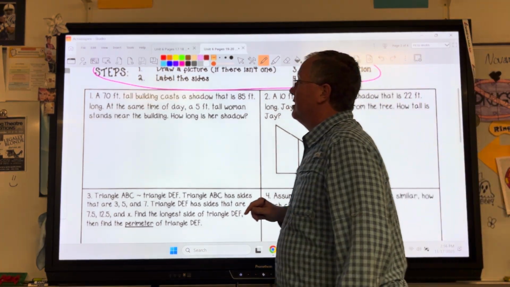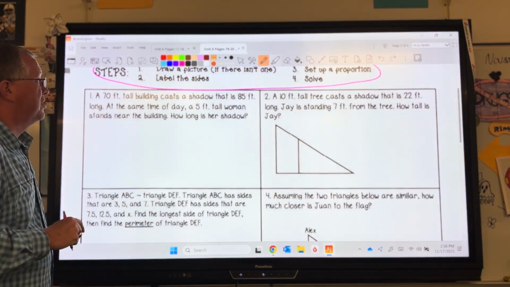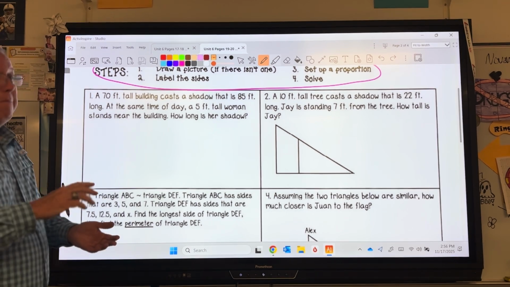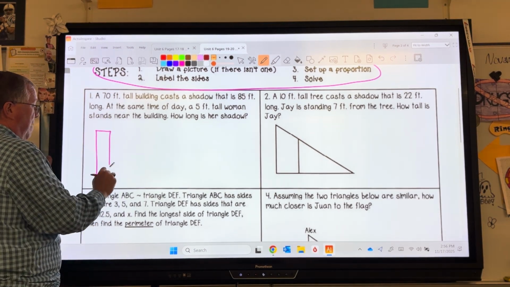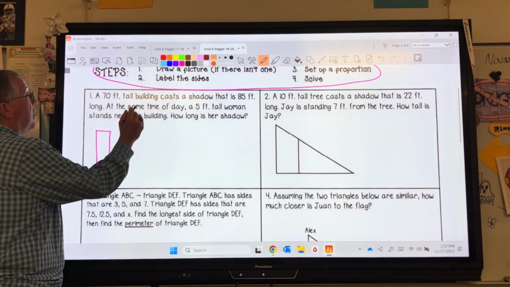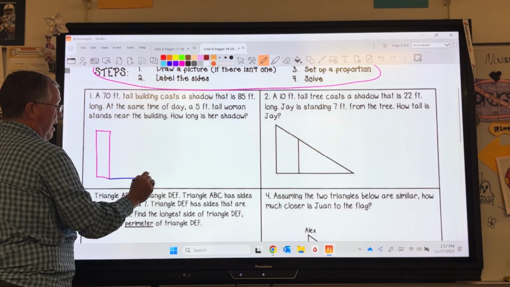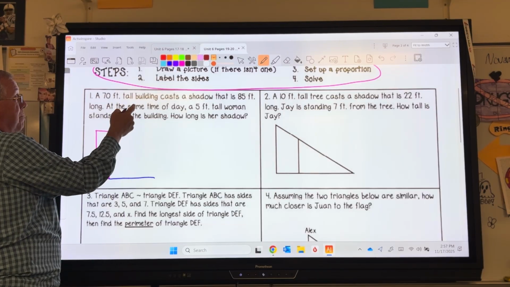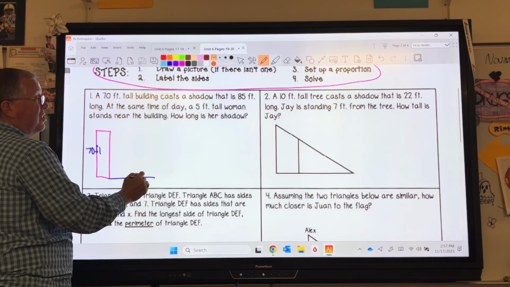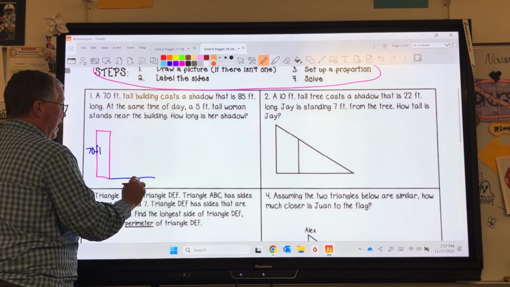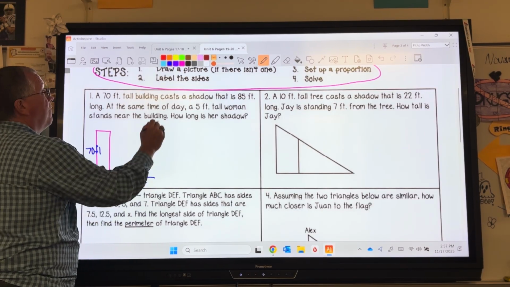So our first one says a 70-foot tall building casts a shadow that is 85 feet. So I'm going to draw my building. Here's my building. Here's the shadow along the bottom, right? Here's my shadow down here, okay? It tells us that the building is 70 feet tall, and it tells us that the shadow down here along the bottom is 85 feet long.